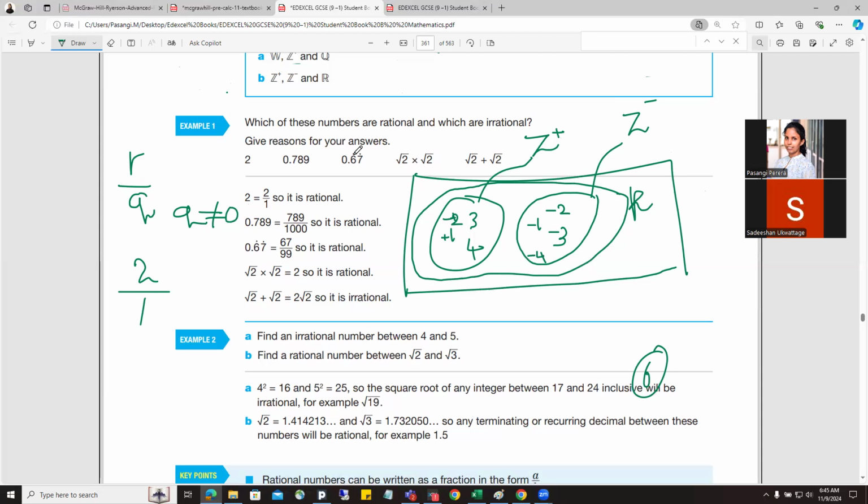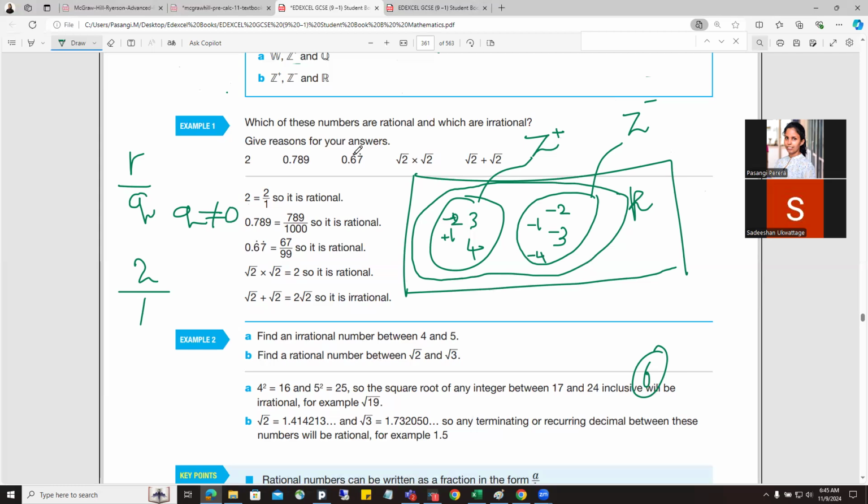Coming to square root 2 into square root 2, the actual value is 2, right? If it's 2, that means it is again a rational number. We can rewrite 2 as 2 divided by 1. Yes, 2 over 1, that means it's a rational number.